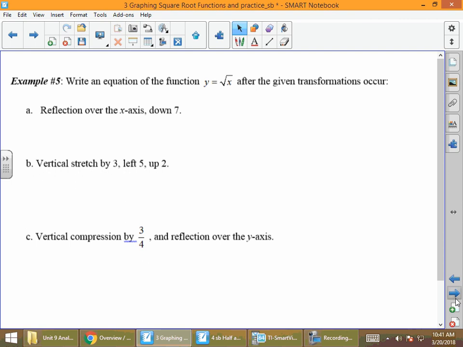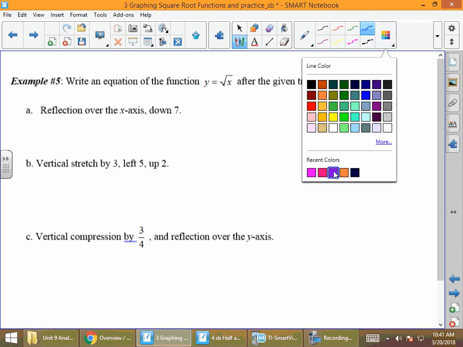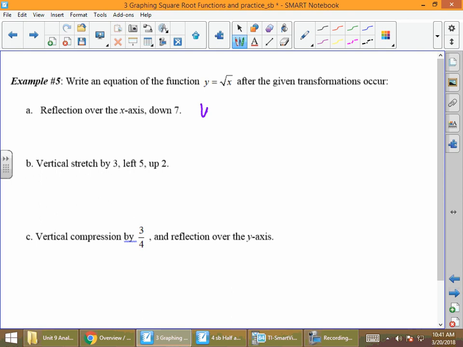Well, think about for a minute, where does that negative sign for the reflection over the x-axis go? Does it go inside the function? Does it go outside the function? And hopefully you're thinking outside. So it's going to be y equals negative square root of x. Down 7 is also something that is outside of the function. It's going to be minus 7. Make sure that the minus 7 doesn't look like it's underneath the radical, because it is not.